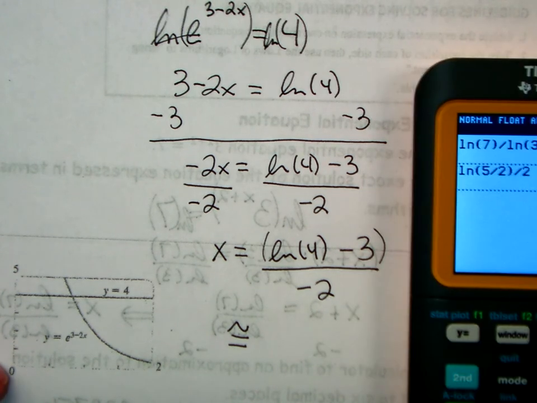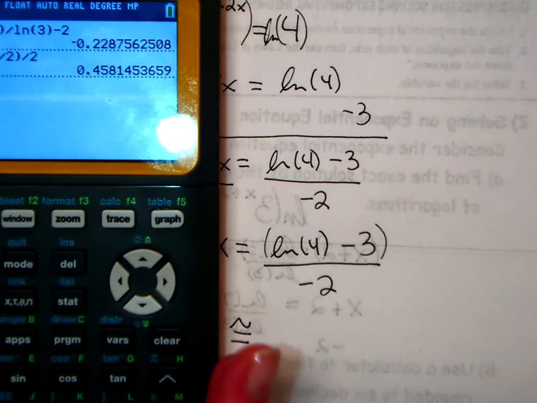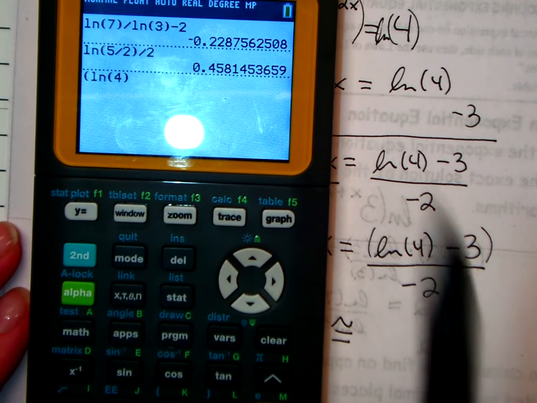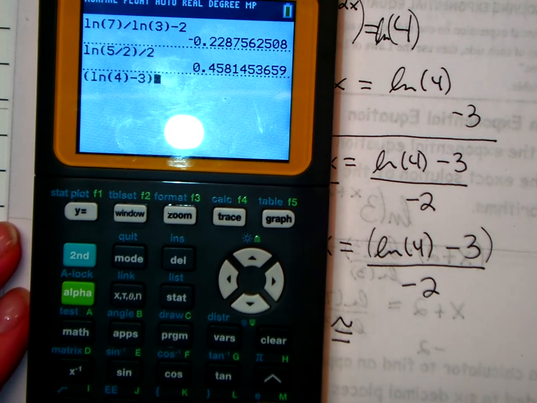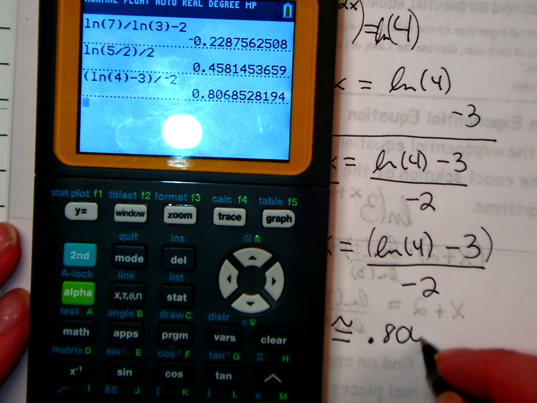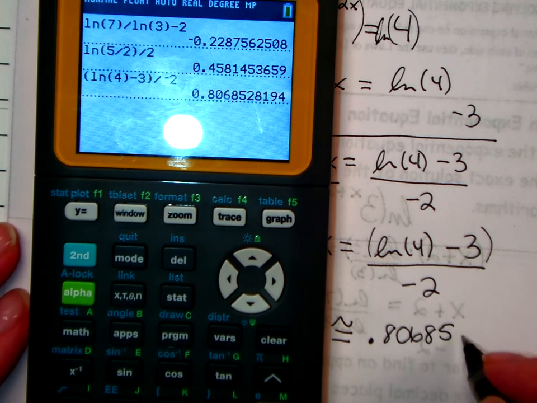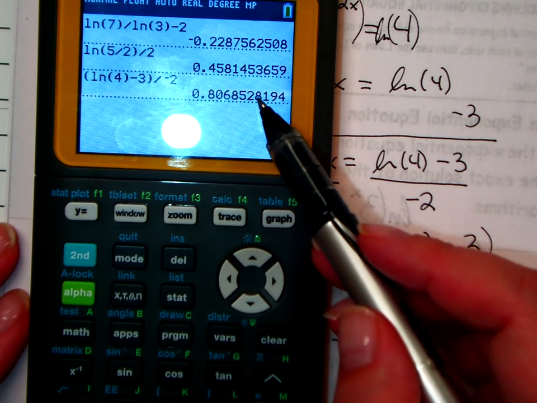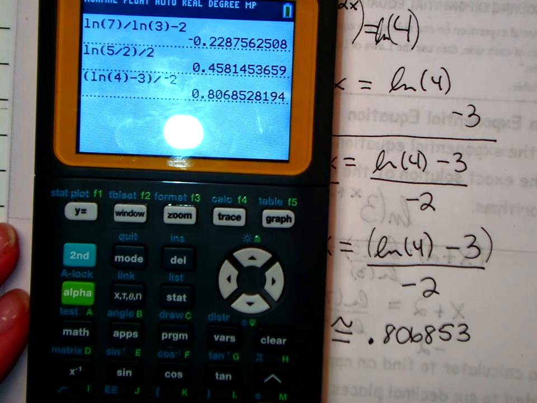So I'm going to get, let's do it over here, ln(ln 4 - 3). Remember to close the parentheses after the 4, minus 3. Close it around the numerator. Divide by negative 2 gives me approximately 0.806853 this time, because the 6th decimal place is a 2 and the 7th place is an 8, so I need to round that 2 up.